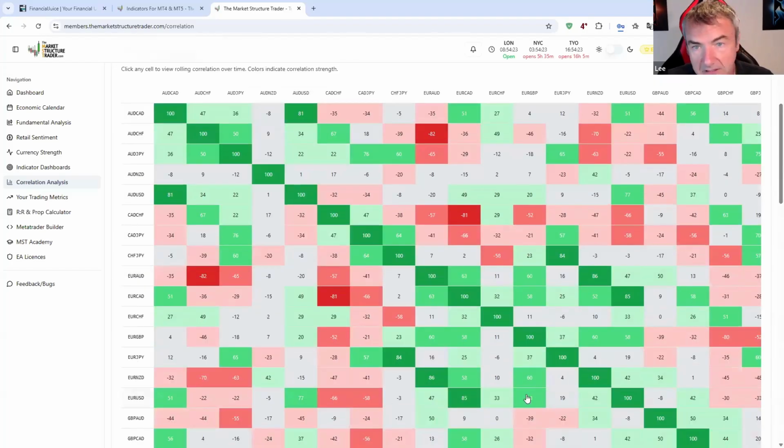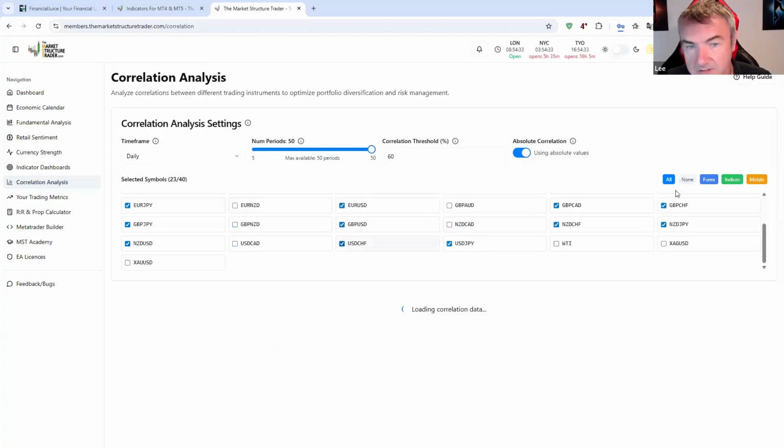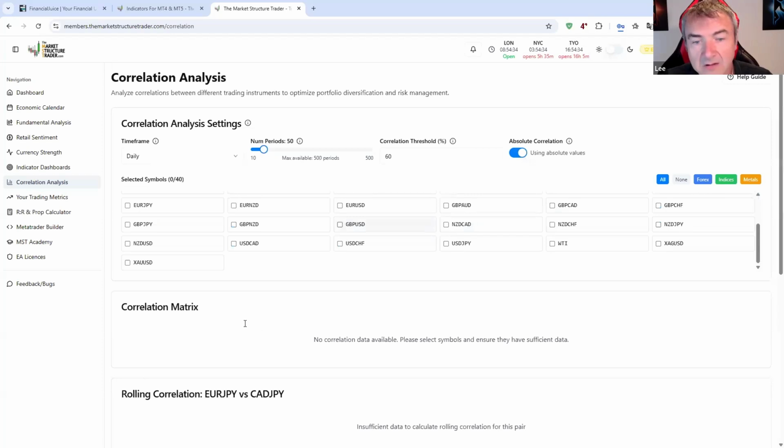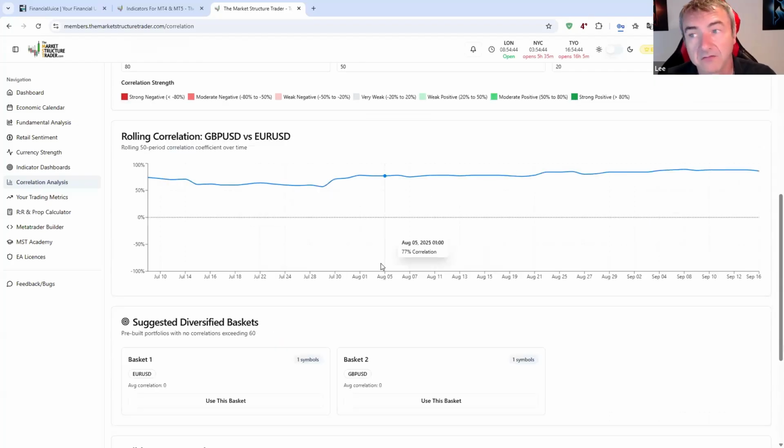So there's euro US and pound US is green. Let me just take some of these. Clear those and just add those two together. So you can see that the pound US dollar and the euro US dollar move together pretty much 80% of the time. So these two instruments, if you're going long the pound US dollar and long the euro US dollar, you're going long the same thing, because predominantly the reason these two move is when the US dollar collapses or rallies hard. So there's no point in trading them both together.